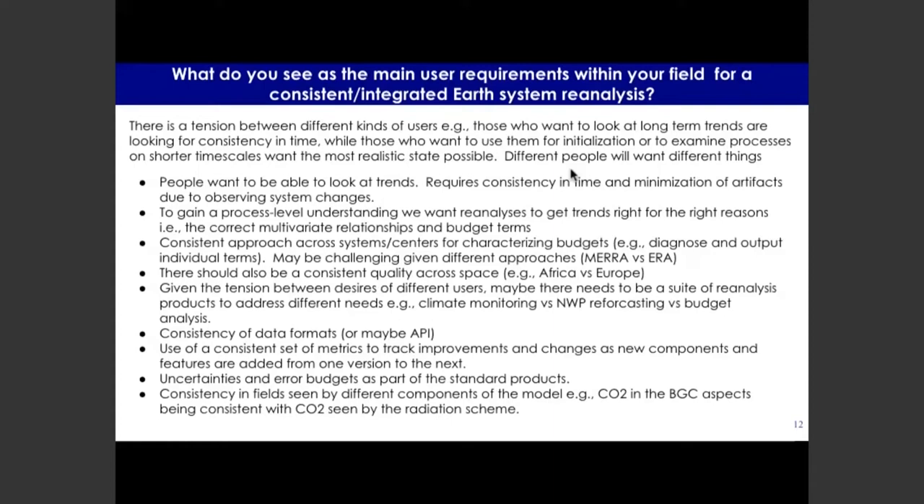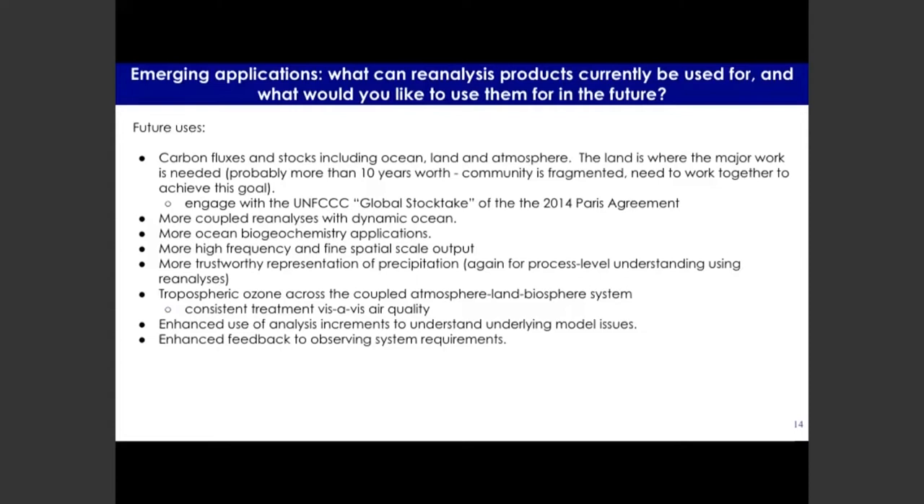Okay. Can we go to the next slide? Okay. So this is the question about the emerging applications. So the carbon cycle is an up and coming thing. And in our group at least, it was considered that probably to have all of the ocean and land and atmosphere coupled together from a carbon cycle perspective was probably more than a 10-year time frame, just because of the challenges that are faced in the land component in particular. But there are kind of intermediate goals that we could get to before that.